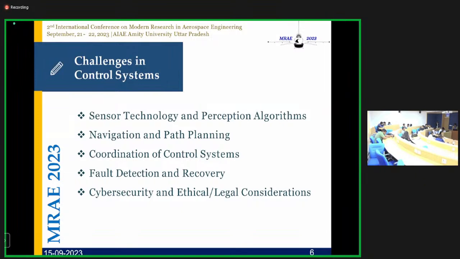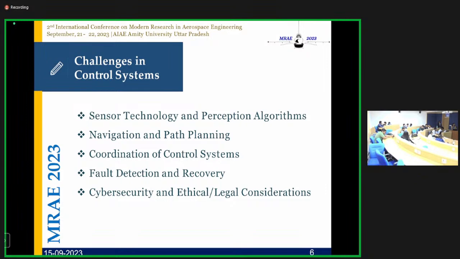Then there is fault detection and recovery. Suppose we are flying our drone in some environment and there is some obstacle. It should be able to detect the fault and recover itself from the faulty state.